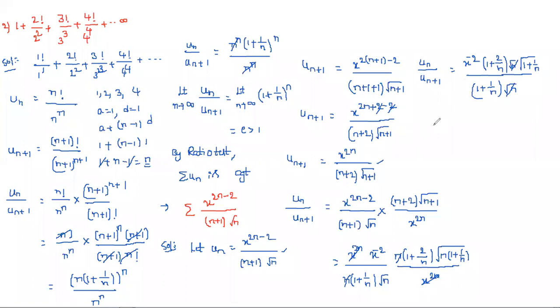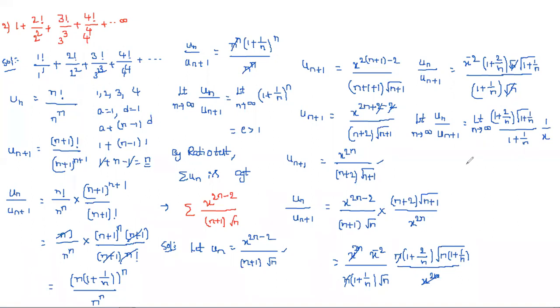And now you can apply the limit for this. If you apply the limit, what will we get: limit n tends to infinity, un by un plus 1 is equal to limit n tends to infinity, (1 plus 2 by n) into square root of (1 plus 1 by n) by (1 plus 1 by n), and x power minus 2. Can you write it as 1 by x square or not?